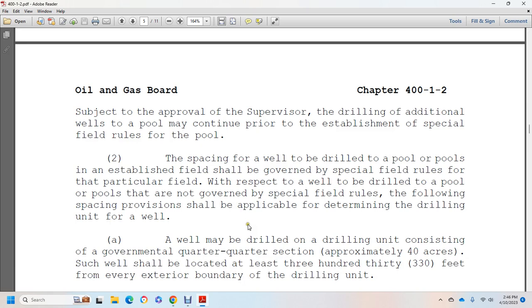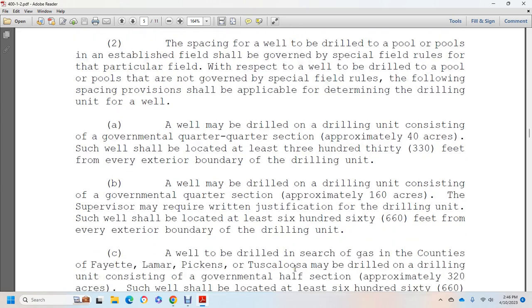The well may be drilled on a drilling unit consisting of a governmental quarter-quarter section of approximately 40 acres. Wells should be located at least 300 feet from every exterior boundary of the drilling unit.